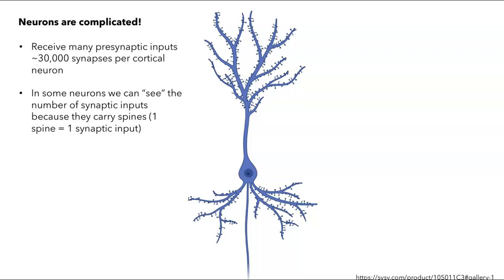We see an example of this in this cartoon. What I want you to notice is that the dendrites of this cell are covered with short little spikes. Those are spines. And studies have shown that one spine is equal to one synaptic input. Now, the artist who drew this cartoon was not exaggerating the number of spines. In fact, if anything, they were underestimating it.